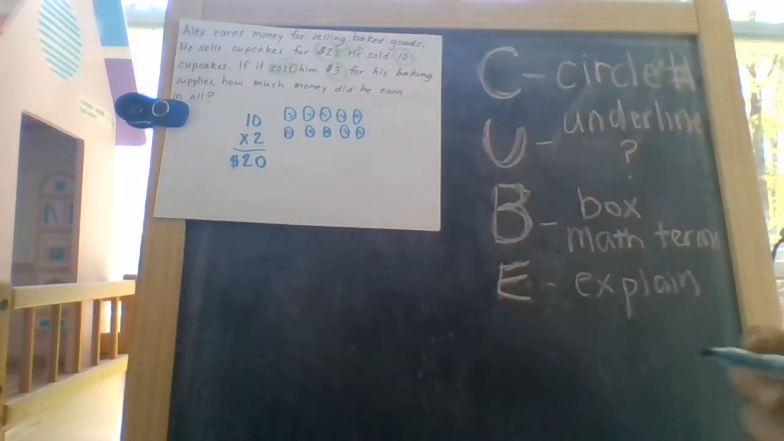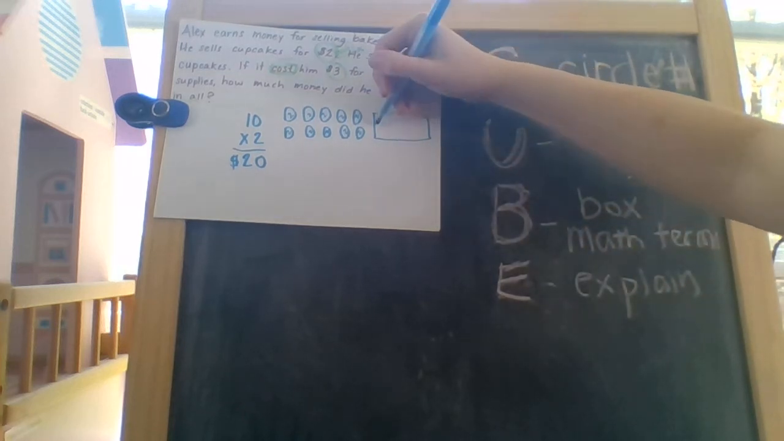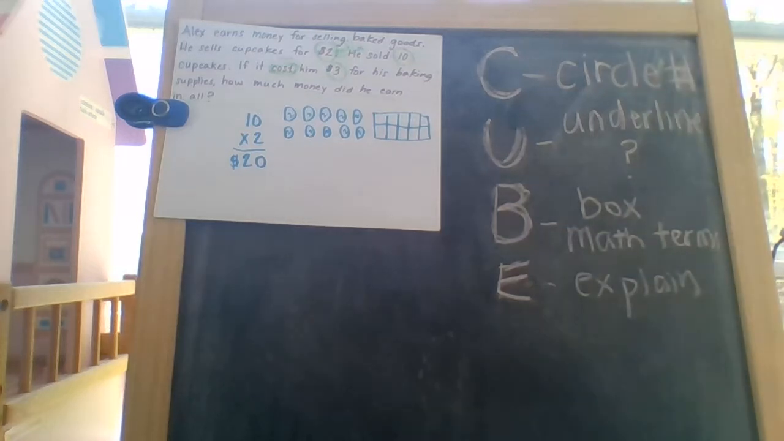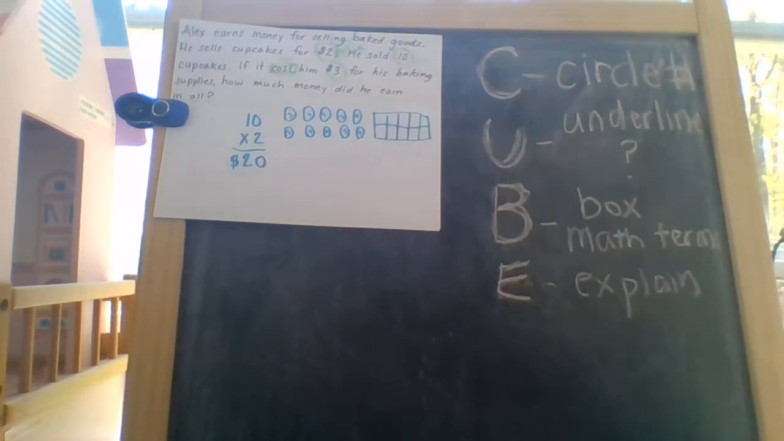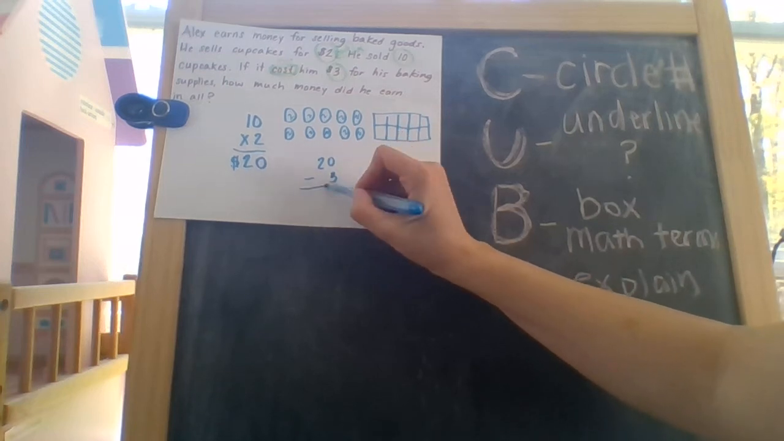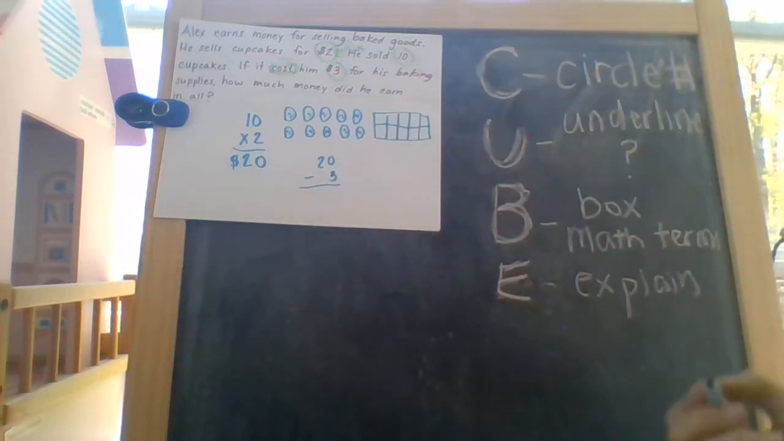I also could make an array. An array, remember, is just a form of multiplication, where I use like an area model. So 2 times 1, 2, 3, 4, 5, 6, 7, 8, 9, 10. So I get 20 any way that I add those up, okay? Next, I'm going to take away what it cost him to make those cupcakes. So 20 minus 3. So if I need to, I'm going to have to regroup.